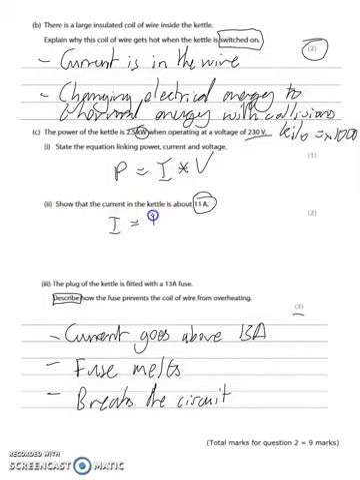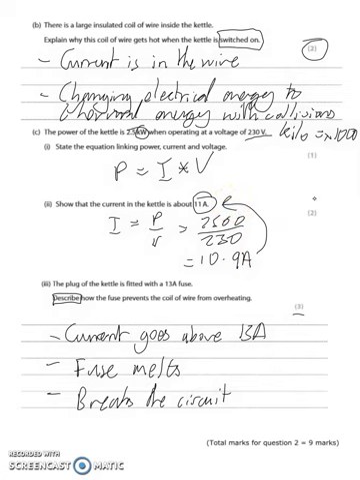So we're going to rearrange for the current. And we're going to put this in, but we're going to times it by 1,000 because it's kilowatts. And then we put that in, and we're going to find that comes out to be 10.9 amps, which is about 11. I get 2 marks. The plug of the kettle is fitted with a 13 amp fuse.